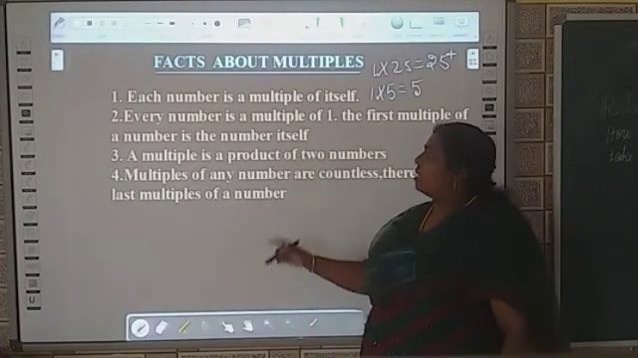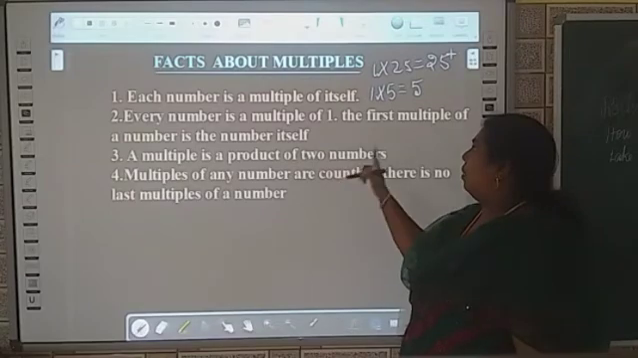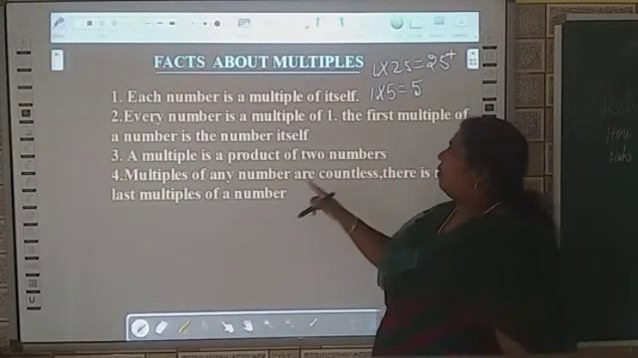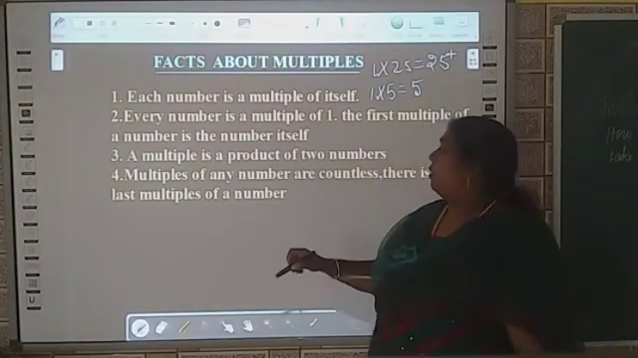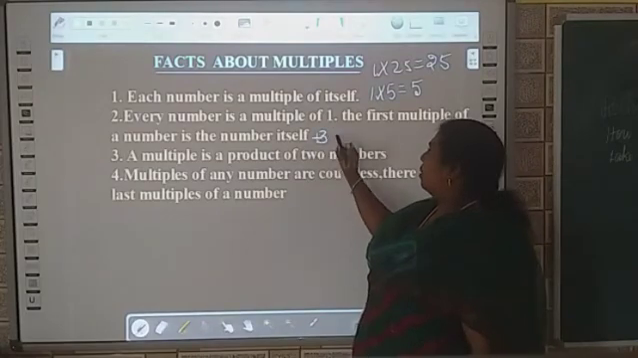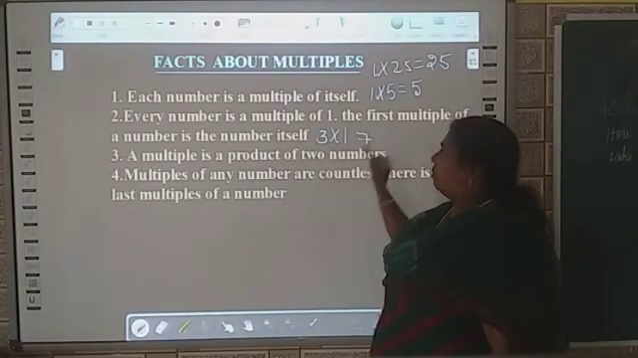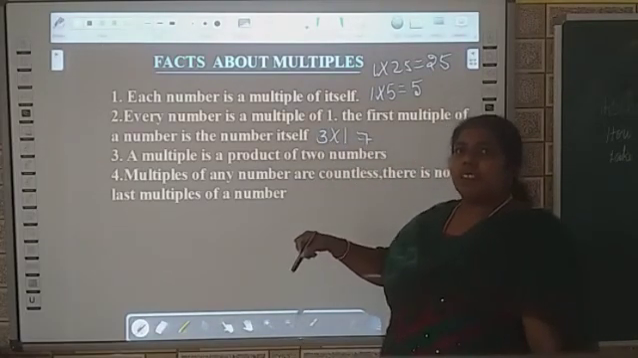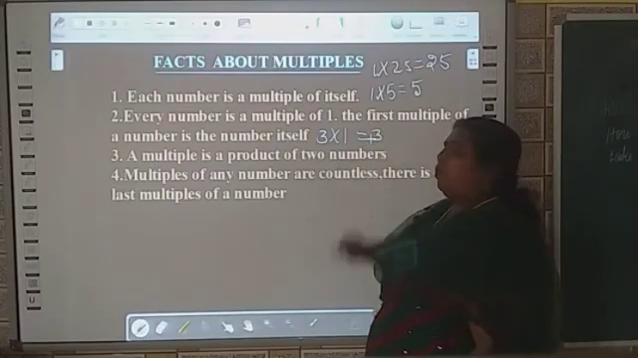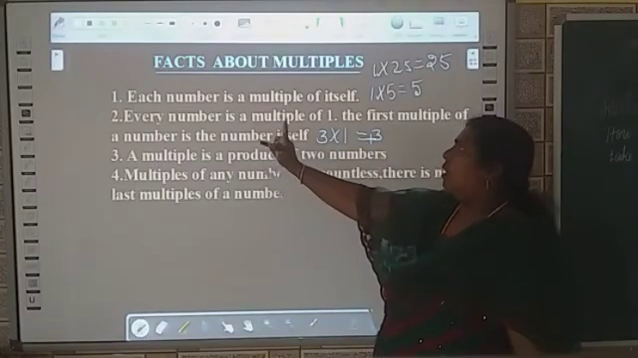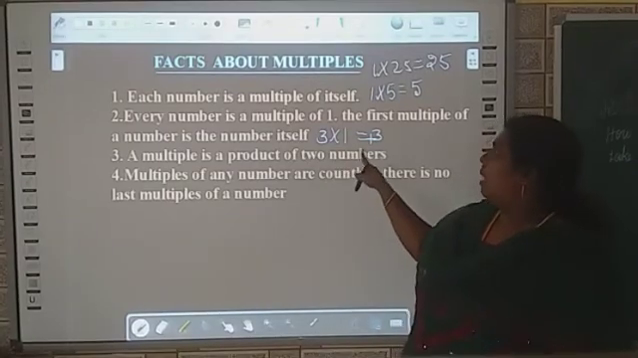The second fact is every number is a multiple of 1. The first multiple of a number is the number itself. For example, 3 into 1. What is the answer? The number itself, isn't it? That is 3 only. That is the fact. Every number is a multiple of 1.